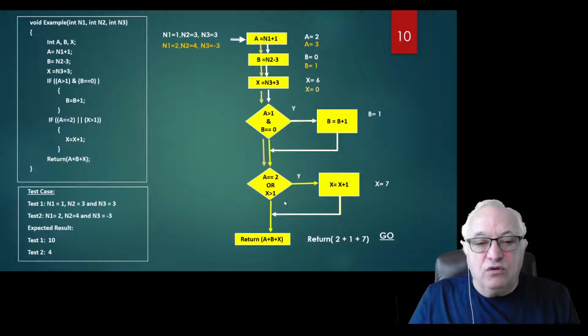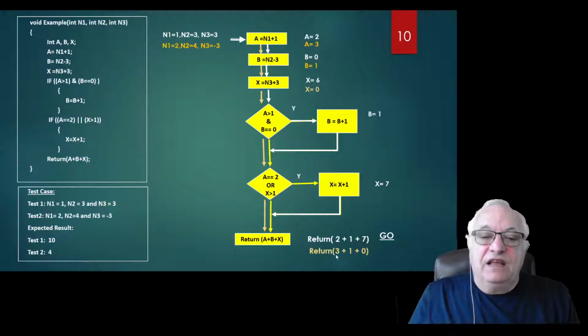Now we get to the OR condition. Is a equal to 2? The answer is no, because a is equal to 3. Or is x greater than 1? No, x is equal to 0. So then we drop down again. Now you can see that I've exercised the false for the 2 decisions, I'm sorry.